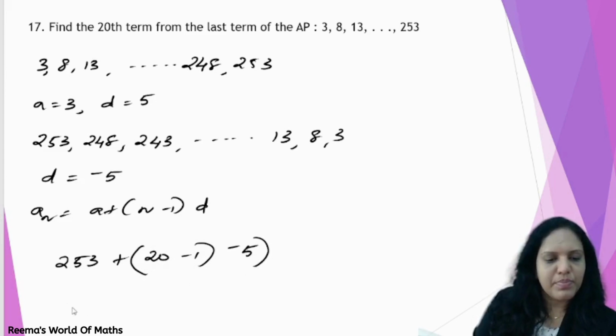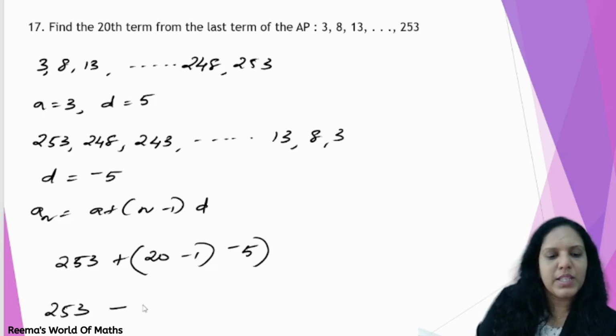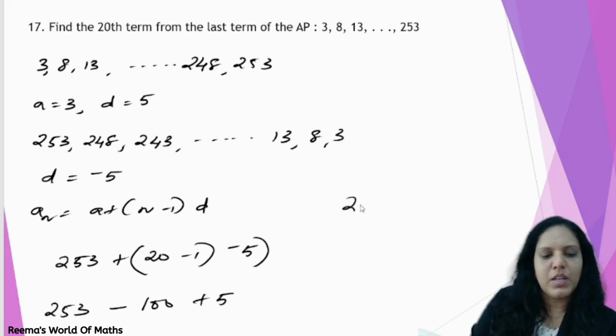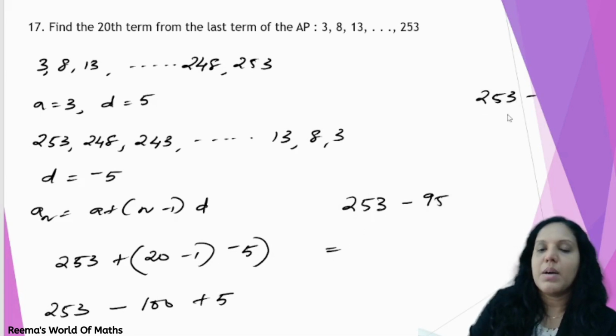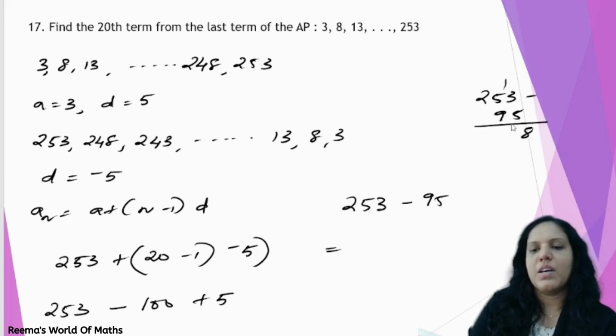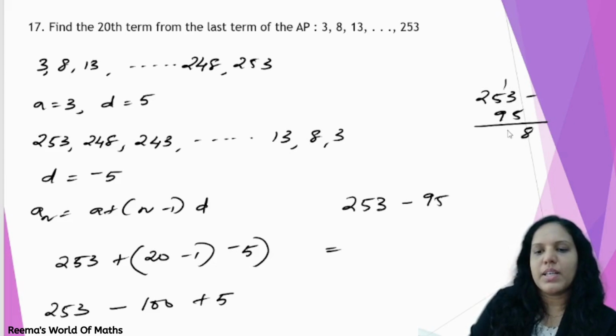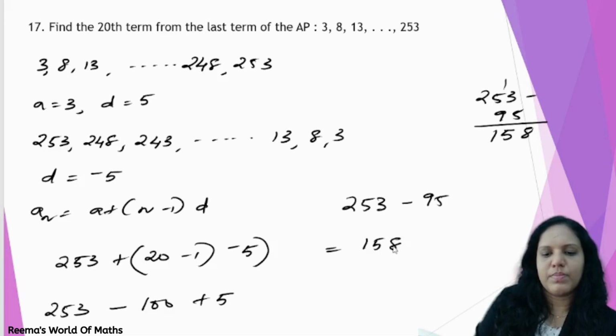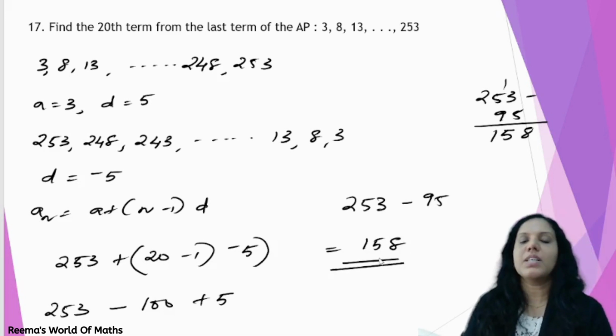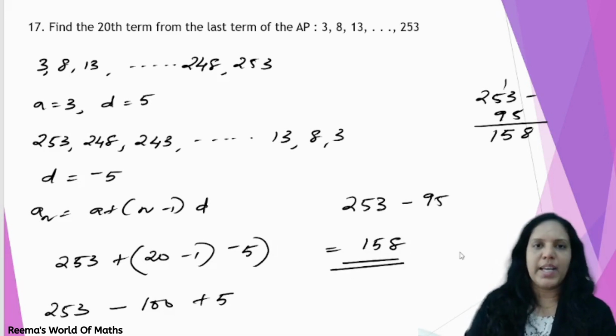So that is 253 minus 5 into 19, that is 253 minus 95, which is equals to 158. So the 20th term of the AP is 158.